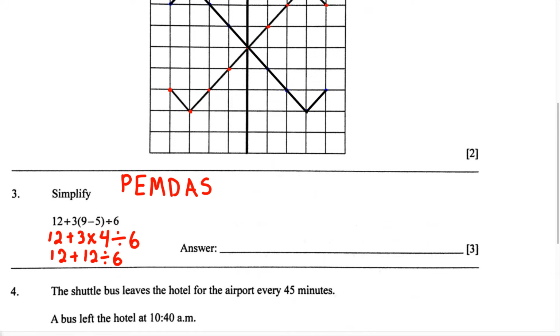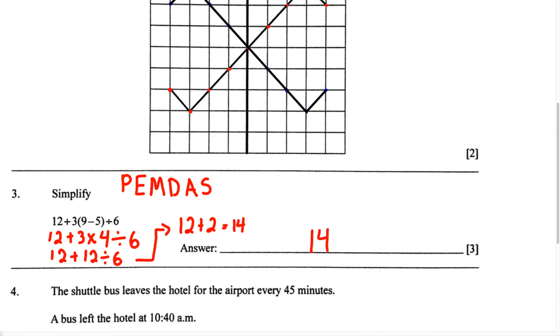Now we have addition and division. We know division is higher than addition, so we're just going to divide first. Therefore, we're going to be left with 12 plus 2, which is then going to give us 14. So 14 is going to be our answer for this problem.